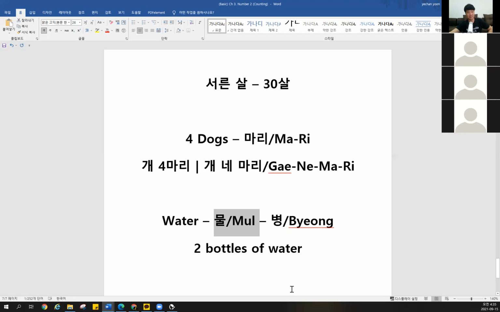Then can you add it together? Can you add it and speak? 두 병. All right. Don't be shy. It's okay. Even if you're wrong, that is totally fine. You're doing great. Even if you're wrong, I'm just going to correct it for you. So if you want to learn some Korean, you have to be brave and confident.